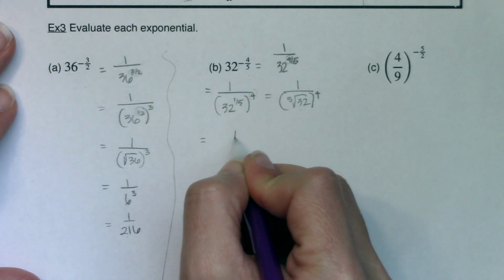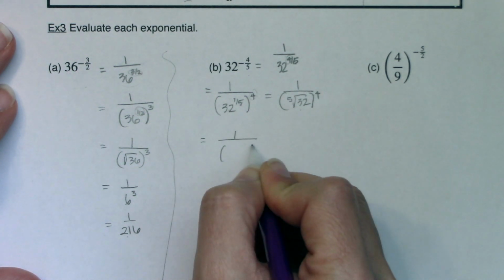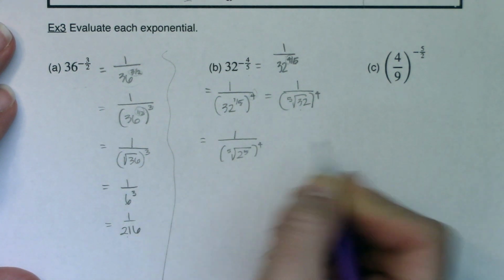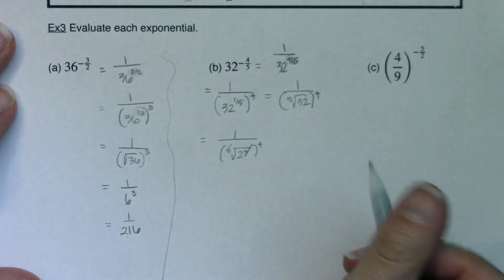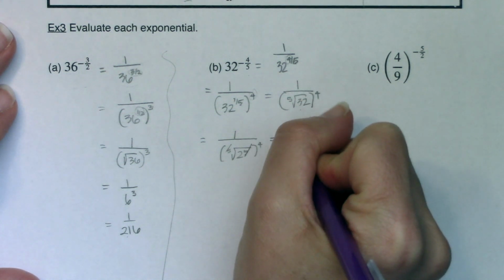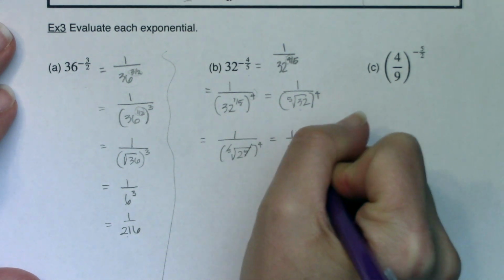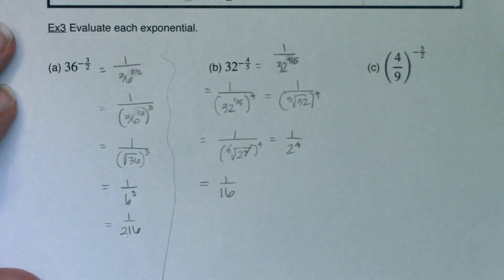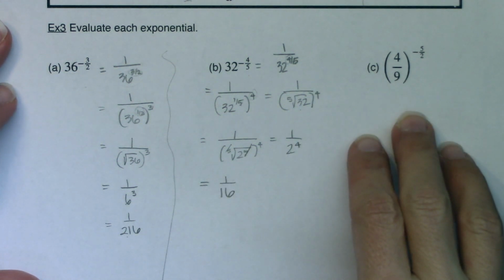So this is going to be 1 over, all right, so I have something to the 4th. This is going to be the 5th root of 2 to the 5th. Those are going to cancel. It's going to leave me with a 2 to the 4th on that denominator. And 2 to the 4th is 16, so my end game answer is 1 over 16. Okay? All right, so let's look at C.